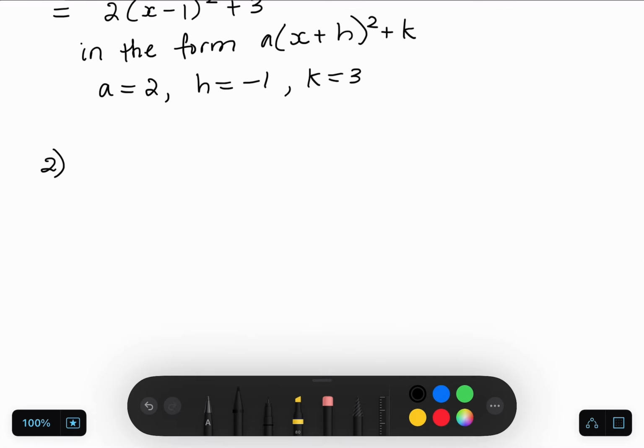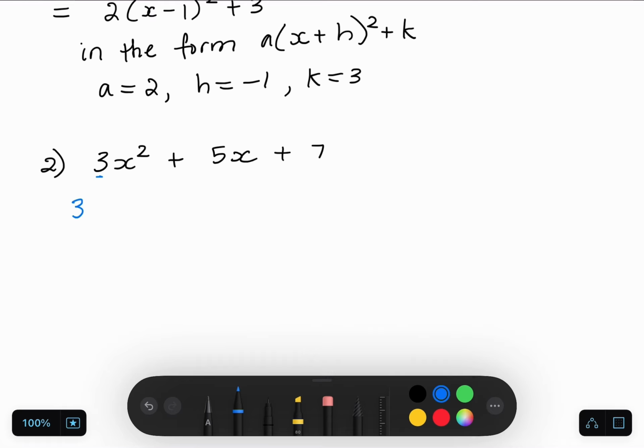Say I have 3x squared plus 5x plus 7. All right? Okay, so 3x squared plus 5x plus 7. Again, the coefficient of x squared here is 3. So I need to make that 1. And to do that, I will factor the 3 out.